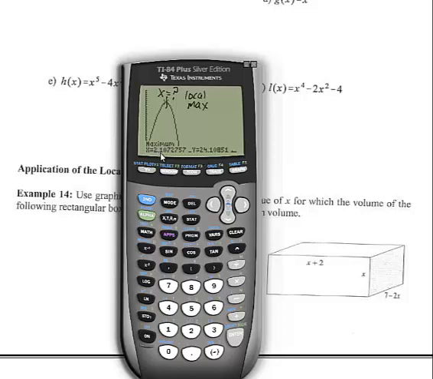And to answer the question, estimate the value of x for which the volume of the following rectangular box is maximum. There we go. In our workbook, we could simply write x equals 2.1 and maximum volume, V sub max, would be 24.1.